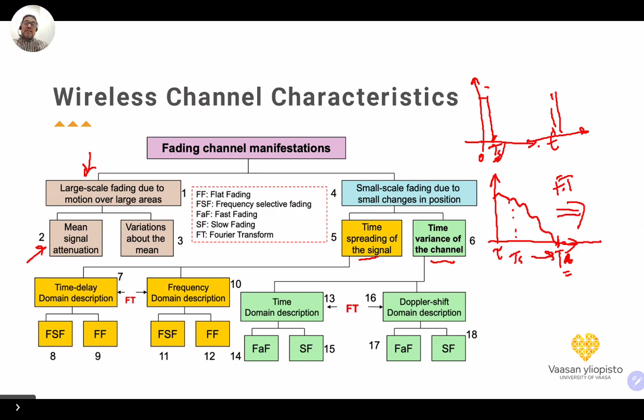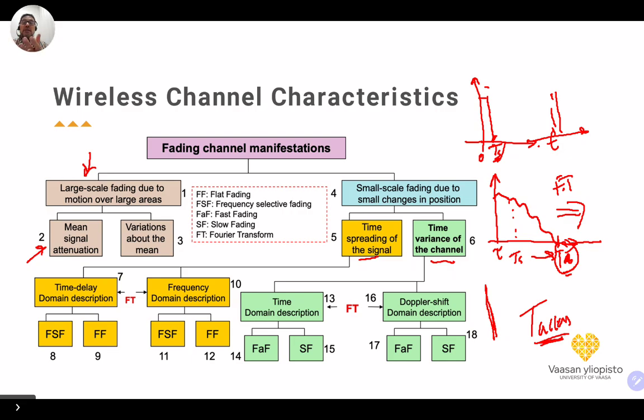In frequency selective fading, as we said, the channel itself has some access time delay. So if you send an impulse, it will take the access time, which we can call T access, for the impulse to vanish or disappear. Okay? So if we send our signal with a time duration less than this access time, what will happen?